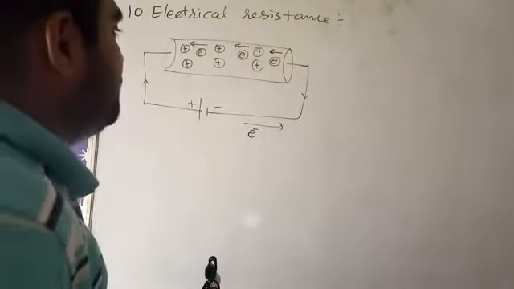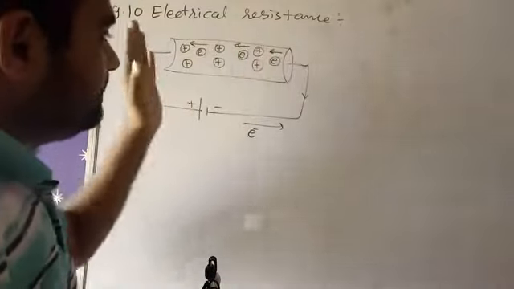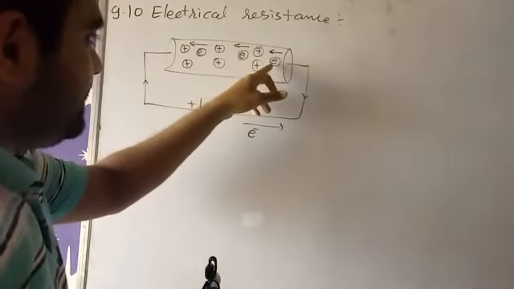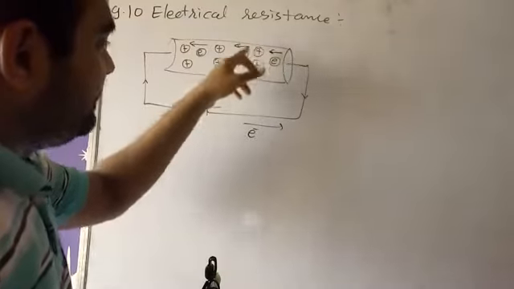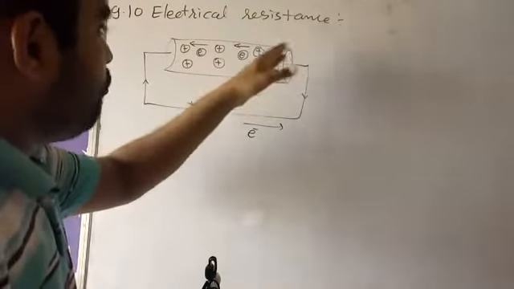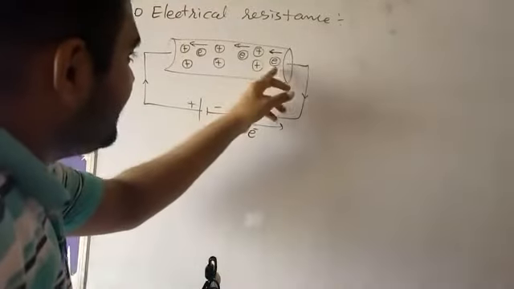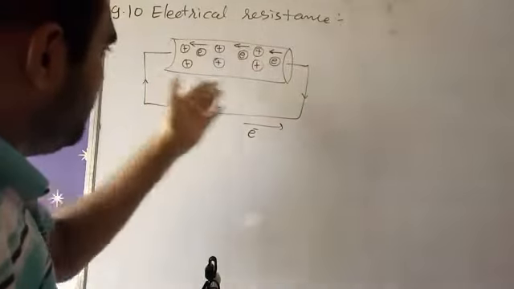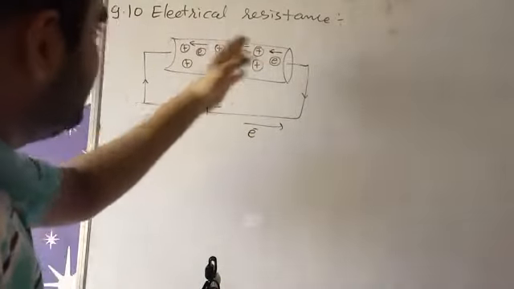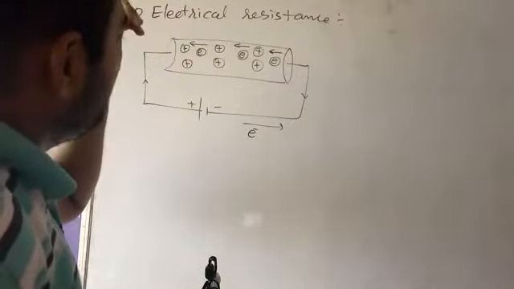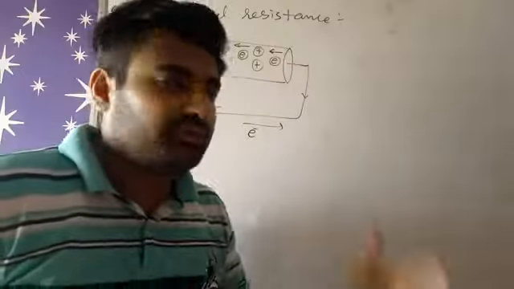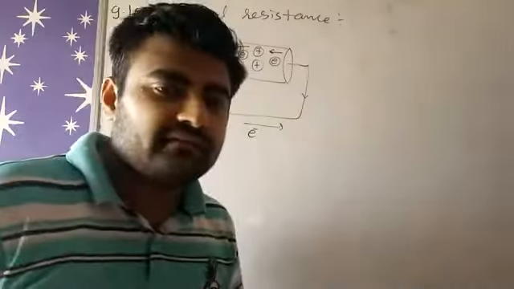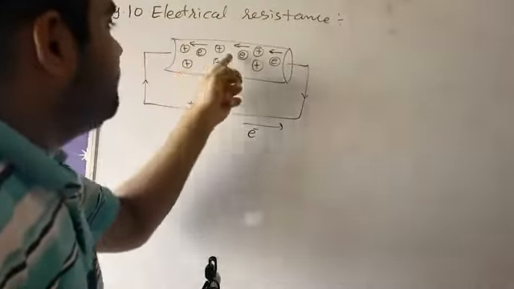Now what exactly happens? The electron is moving in this direction, and in the path of the electron there will be positive charges. So these electrons collide with the positive charges, and somewhat their kinetic energy is lost due to that collision. Further, because of the voltage, the electron accelerates again and again collides with the positive ions. This process continues, and that kinetic energy is converted into heat energy. So that is the resistance to electron flow.